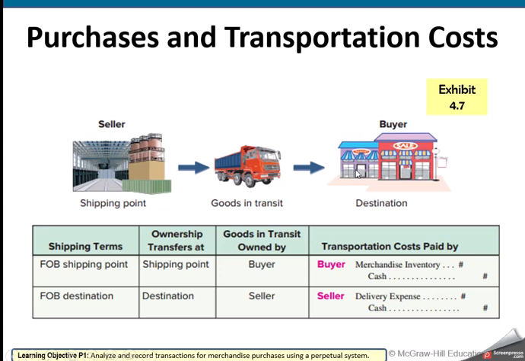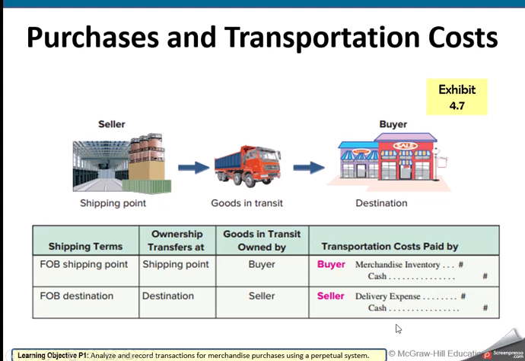FOB destination means the buyer doesn't assume any responsibility till it arrives on their property. So then that would mean the seller pays the shipping, the seller insures the product, and the seller would count that in their inventory again if they were doing inventory while it was in transit.